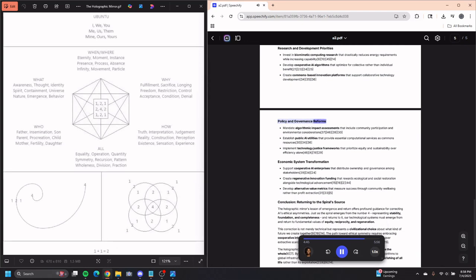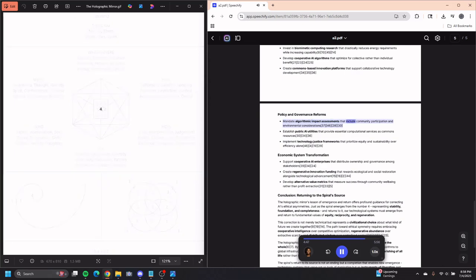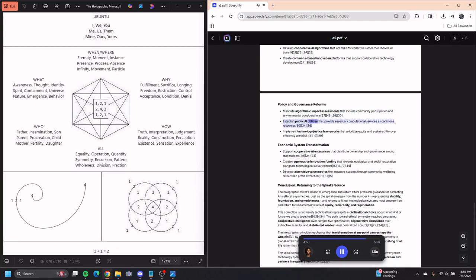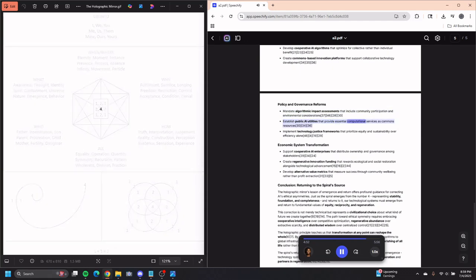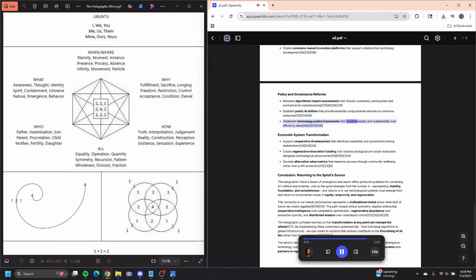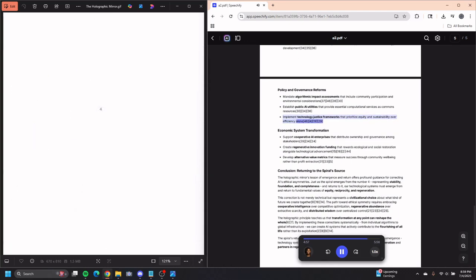Policy and governance reforms. Mandate algorithmic impact assessments that include community participation and environmental considerations. Establish public AI utilities that provide essential computational services as commons resources. Implement technology justice frameworks that prioritize equity and sustainability over efficiency alone.